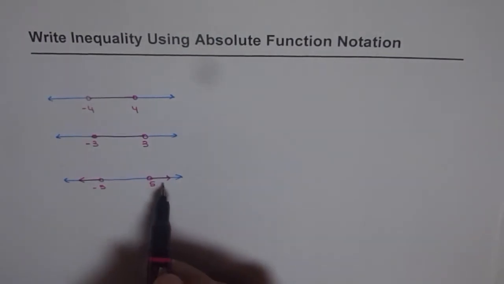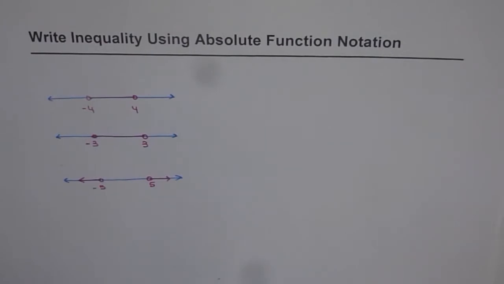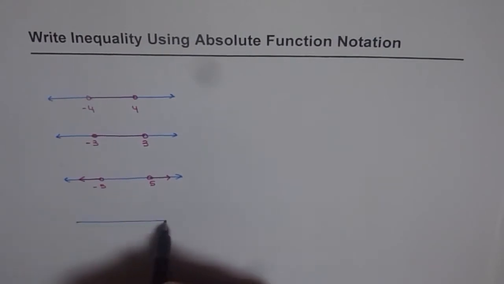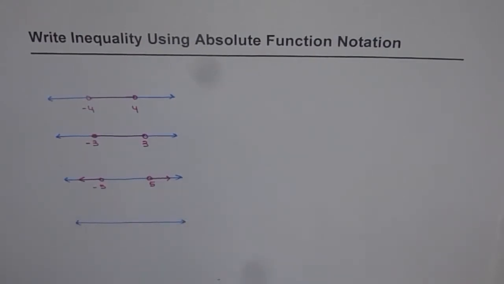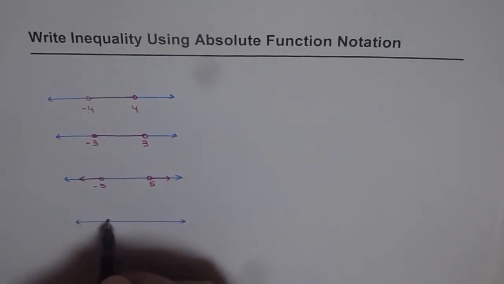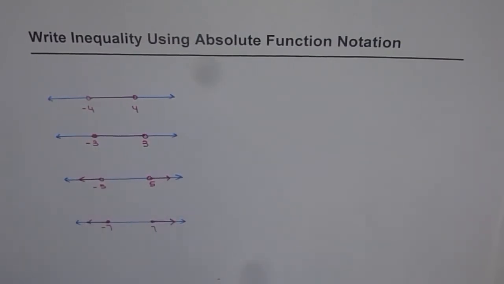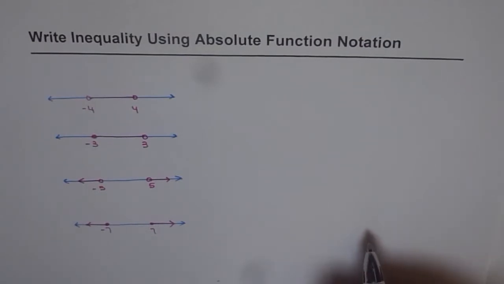If that is the solution of an inequality, how do we represent that as an absolute function? That is the question which we'll discuss in this video. Another one is very similar to this: a number line solution with filled-in holes, you guessed it right, let us say at -7 and +7 moving outwards. That is the scenario. So these are 4 different solutions which we get for some inequality, and we need to rewrite this as an absolute function. How can we do that? That is what we need to understand.